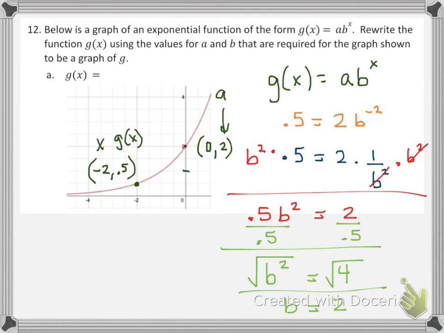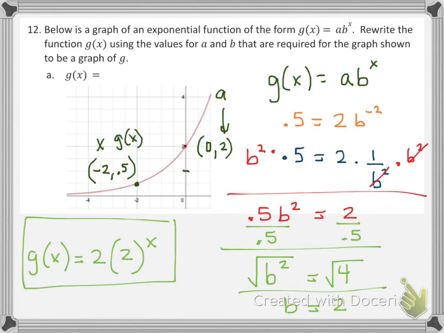And now I can write my function: g(x) is equal to my first term, 2, times the common ratio, 2 to the x power. And that is the function for that exponential function. Okay, that's it. Hope that helps. Study well. Good luck on the test tomorrow.